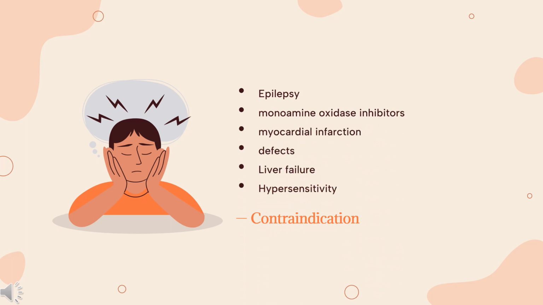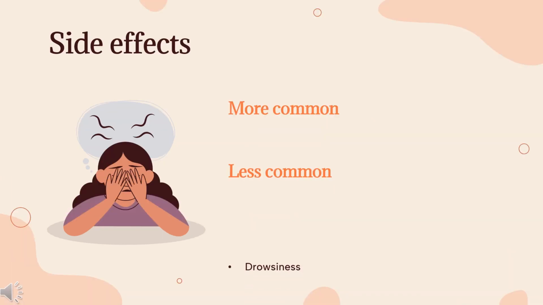Contraindications. Contraindications include epilepsy, as it can lower the seizure threshold. TCAs should not be used concomitantly or within 14 days of treatment with monoamine oxidase inhibitors due to the risk for serotonin syndrome. Acute recovery phase following myocardial infarction, as TCAs may produce conduction defects and arrhythmias. Liver failure. Hypersensitivity to Dosulepin.